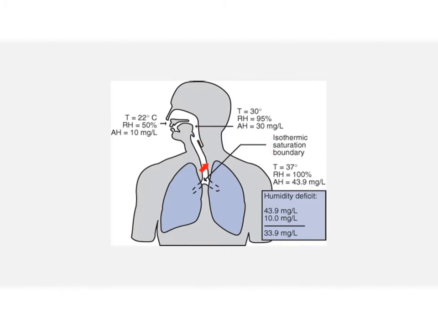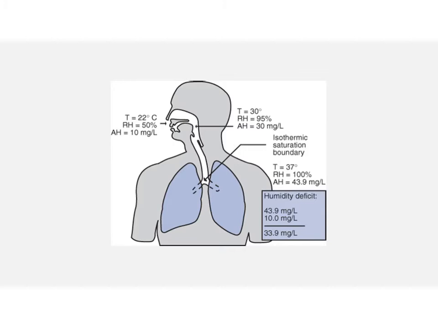So once that air keeps going into the lungs and it hits the ISB, that is when our temperature is going to reach the 37 degrees. Our relative humidity is going to be 100%, and our absolute humidity is going to be 44 milligrams per liter. So the isothermic boundary is imperative to get the humidity and the heat that we need into the lungs.